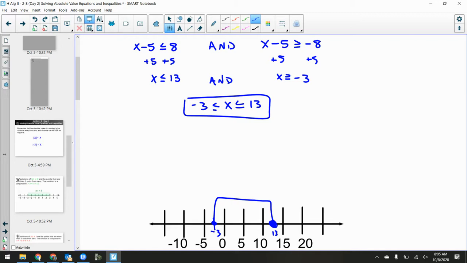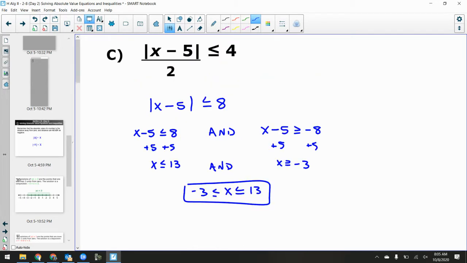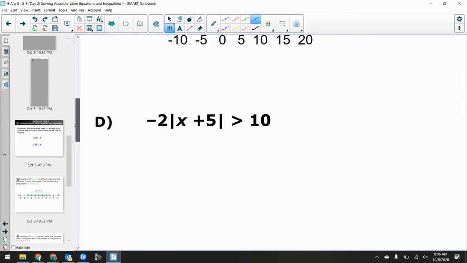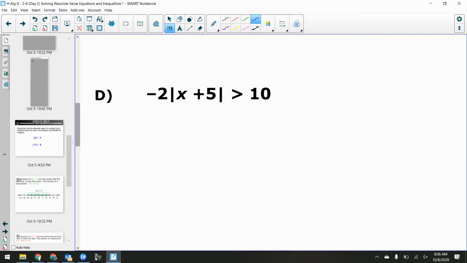Remember that you could plug in any value that's covered underneath the arrows to make sure that you have the correct solution. So like I wanted to plug in 0, plug in 5, plug in 10, whatever you wanted to, you could check to see. So if I did plug in 0, 0 minus 5 is negative 5. Absolute value turns it positive 5. 5 over 2 is 2.5. 2.5 is still less than or equal to 4. Okay. Go ahead and try that one.